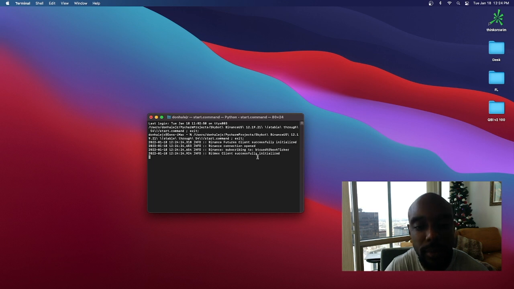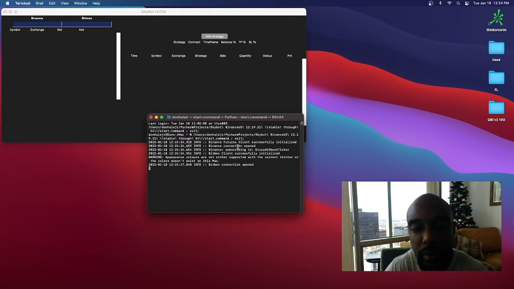SkyBot. Binance Futures client successfully initialized. Binance connection open. Binance subscription. BitMEX client successfully initialized. Warning, some colors might be off, no big deal. BitMEX connection open. So we're plugged into BitMEX and Binance right now.